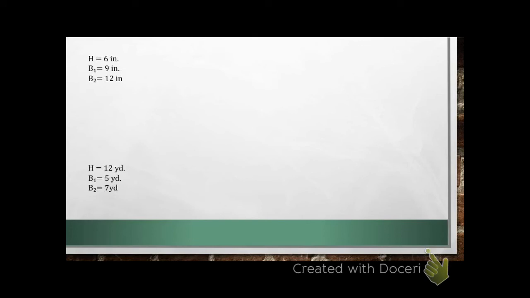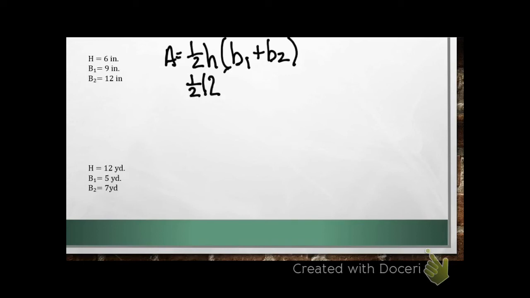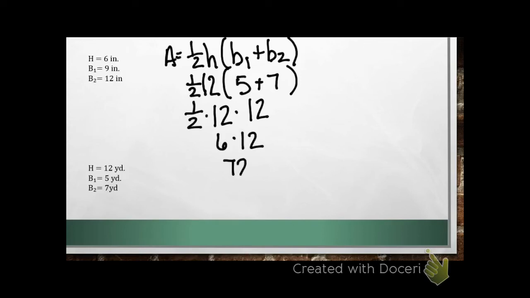All right, now let's try it with our second one here. I'm going to use my same formula of A equals 1/2 h times (b1 plus b2). Let's fill in our numbers now: 1/2 times 12 times my bases, 5 plus 7. So I have 1/2 times 12 times, what is 5 plus 7? It too is 12. So I'm going to half 12, and I'm going to get 6 times 12 is 72. So my answer is 72 yards squared for the area of this trapezoid.